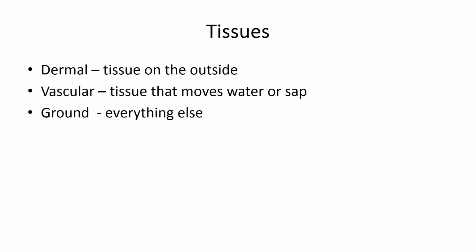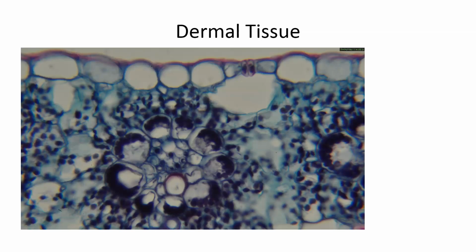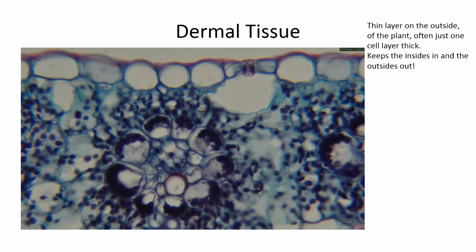And then we have ground tissue. And ground tissue, by definition, is everything else. So once we understand what's dermal, once we understand what's vascular, everything else is ground tissue. We start out here with dermal tissue, and it says dermal tissue is a thin layer on the outside of the plant, often just one cell layer thick. It keeps the insides in and the outsides out.